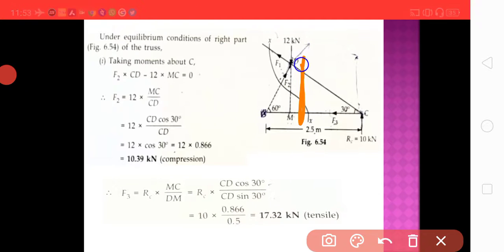This is DM, this is MC, equal to RC into CD cos 30 upon CD sin 30, which comes out to be F3 equal to 17.32 kilonewton, that is tensile in nature, because the sign convention assumed is correct.